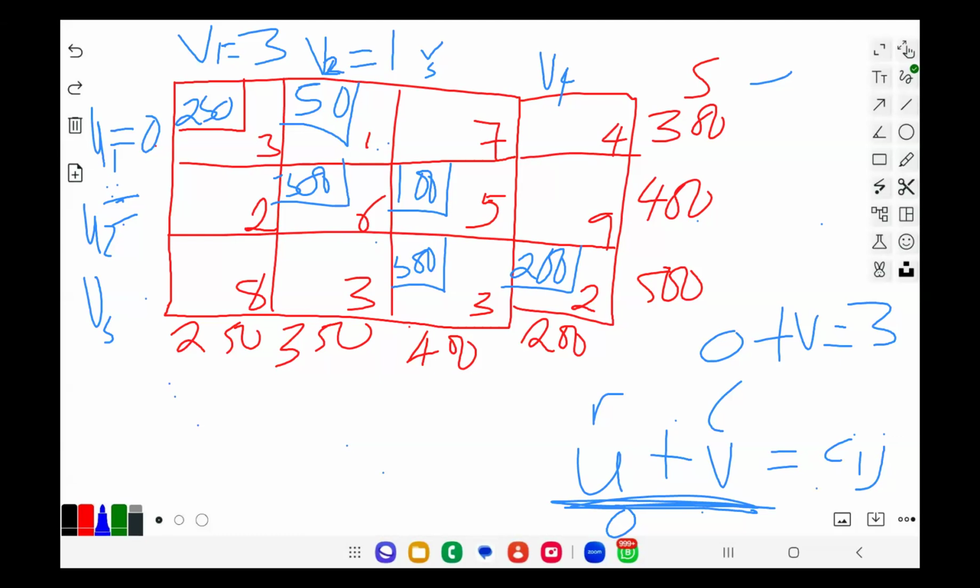How much should be the row? It should be basic. You should just add the U plus the V. It's supposed to be 3. You said that the V is 3, right?